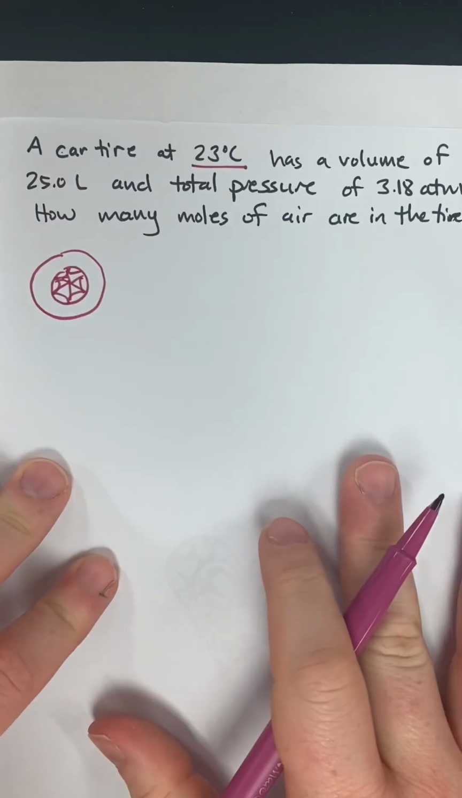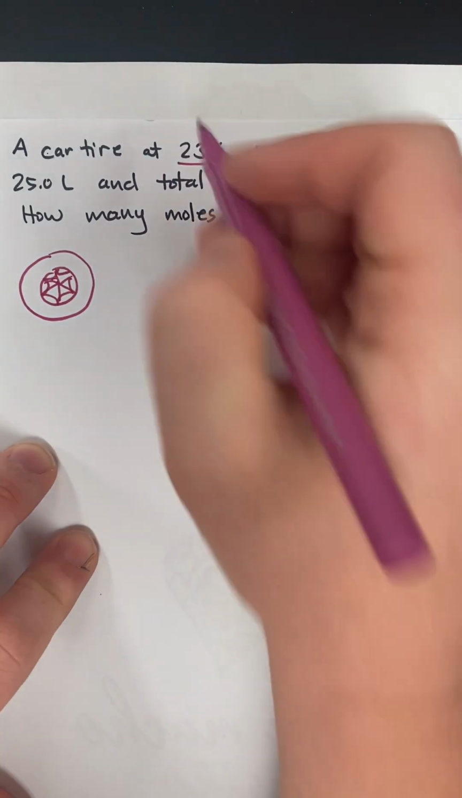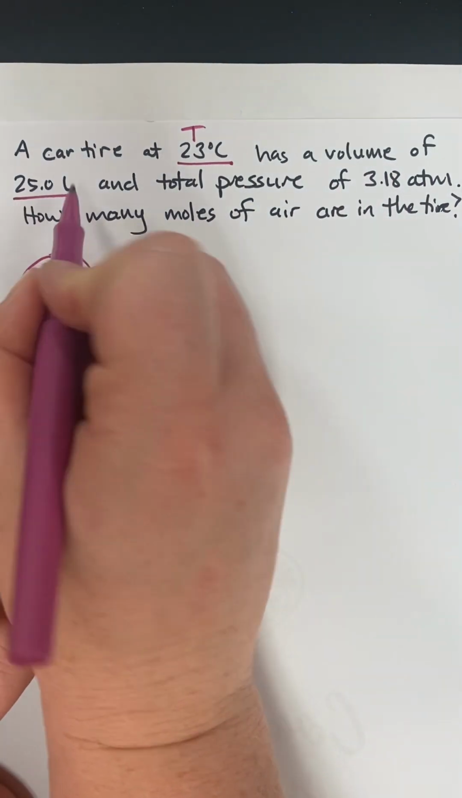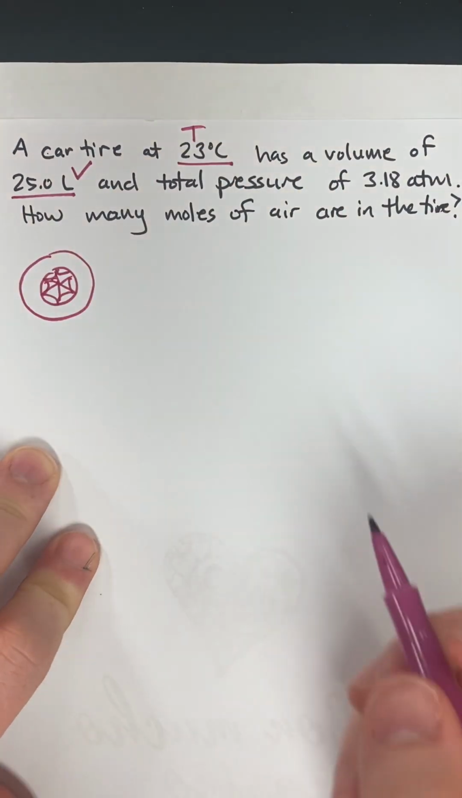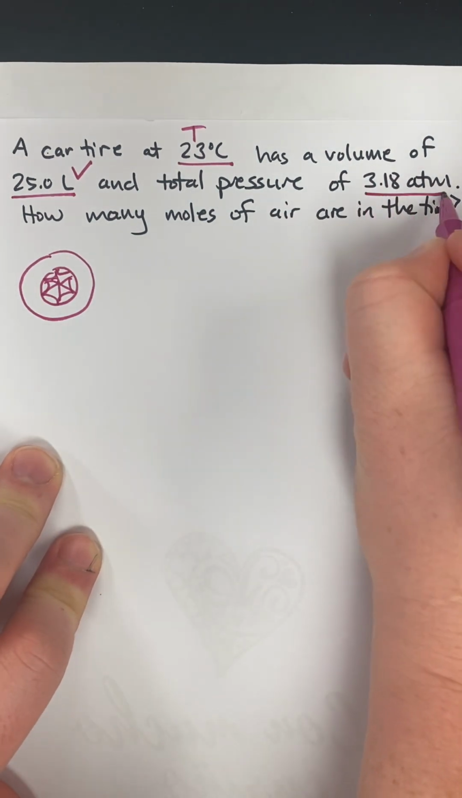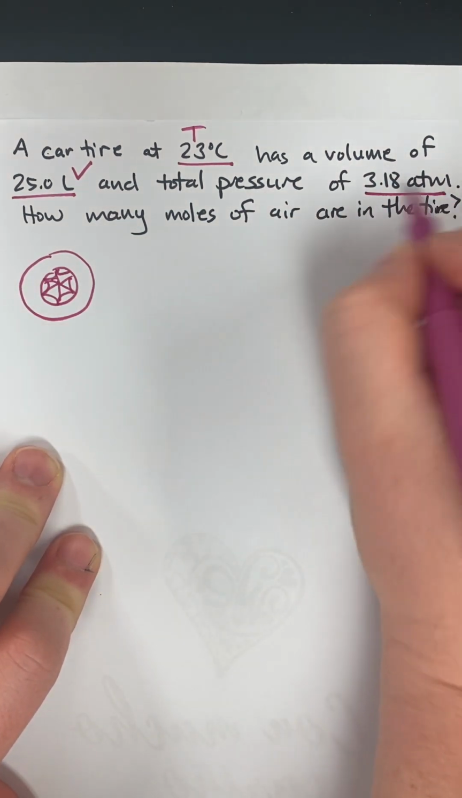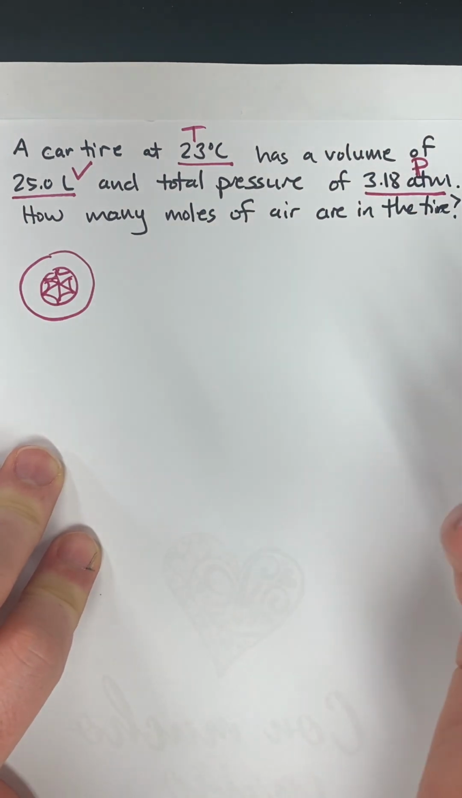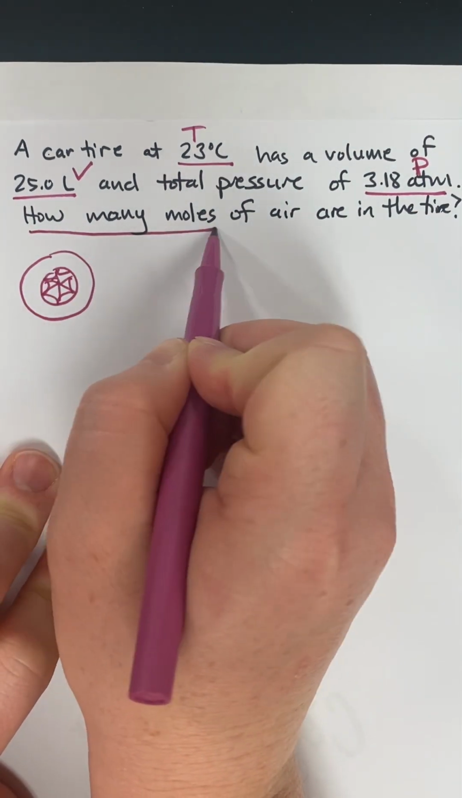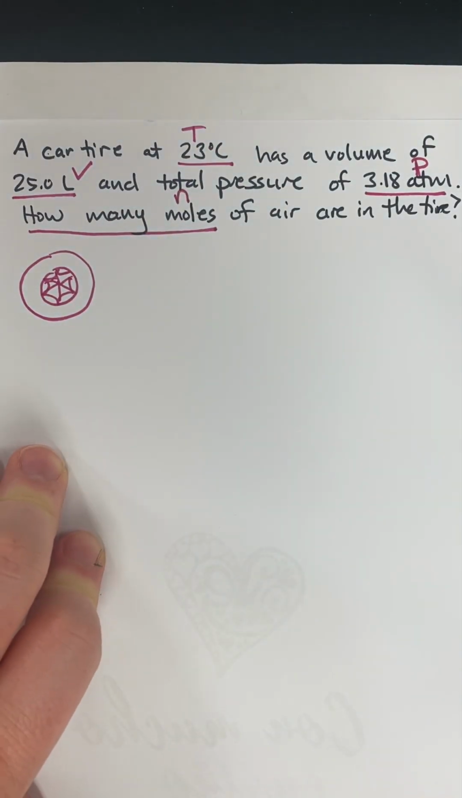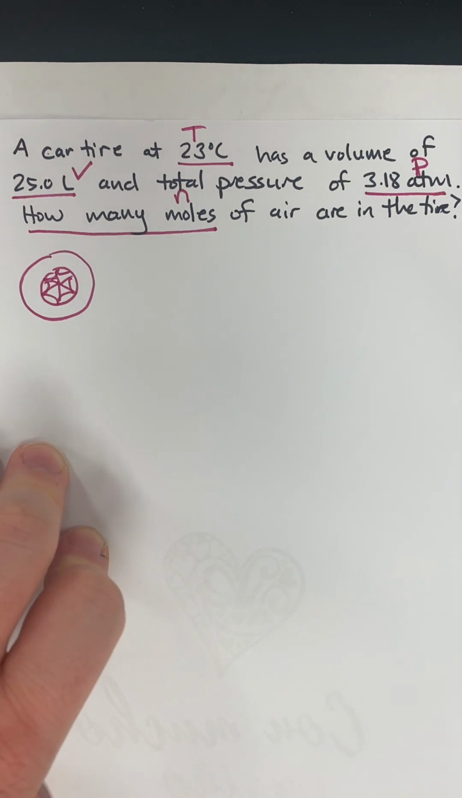Degrees Celsius, what would that be? That should be temperature. And it tells you a volume of 25 liters. Okay, so that would be volume, that's V. Total pressure, this is a really nice equation, it's telling you everything. 3.18 atm is pressure, P. What is it asking for? How many moles? Moles are represented by the letter N. Okay, how many moles are in the tire?